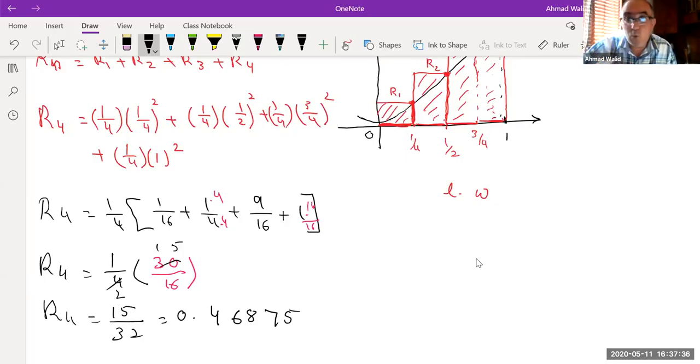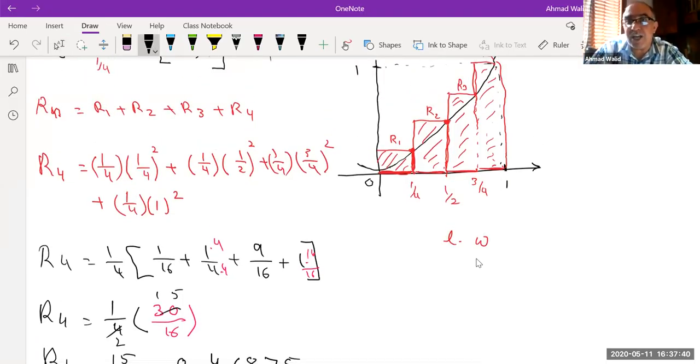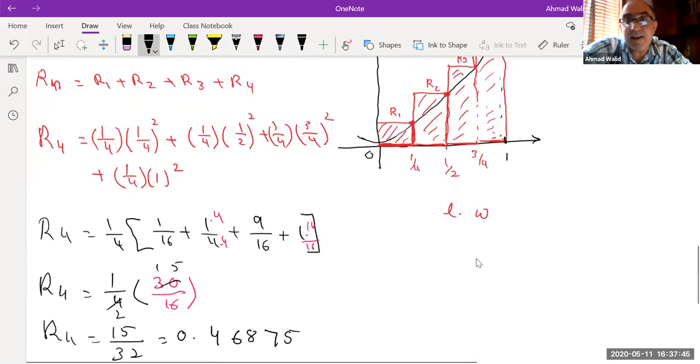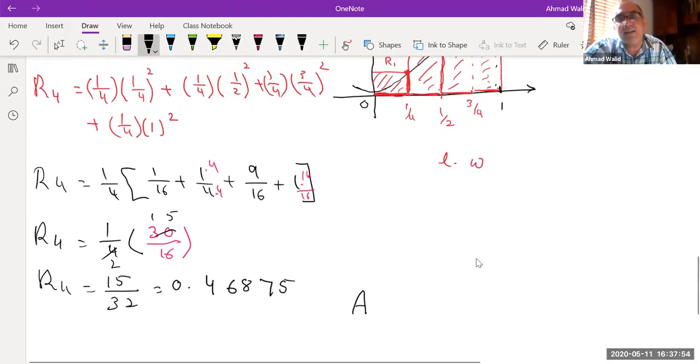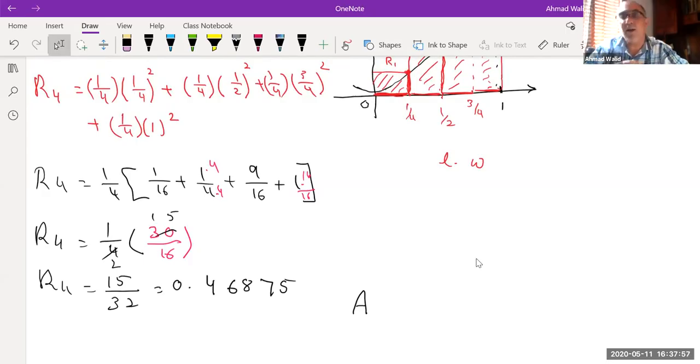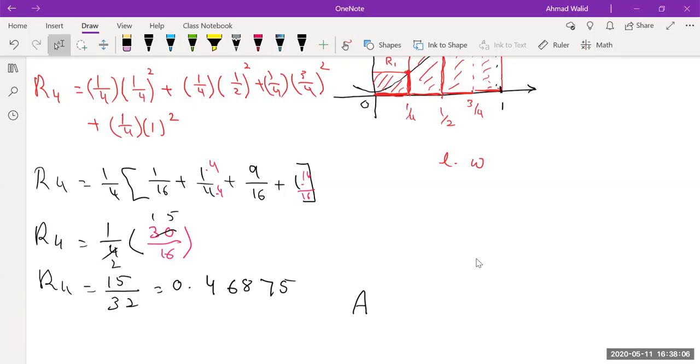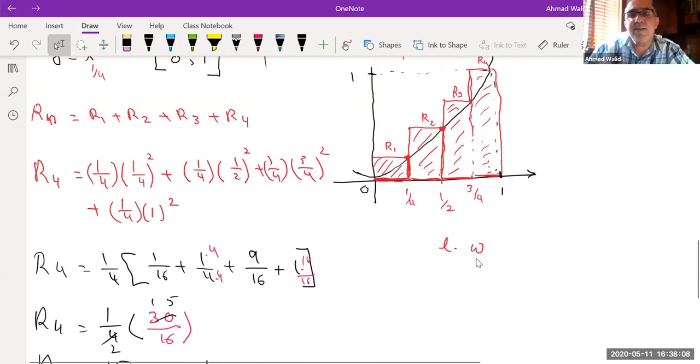Correct? What is R4? R4 is all these shaded areas. I want to find the area under the curve. Now, question for you. Is this number greater than the area under the curve, or is it smaller or equal? What do you think? Greater. Greater, yeah.